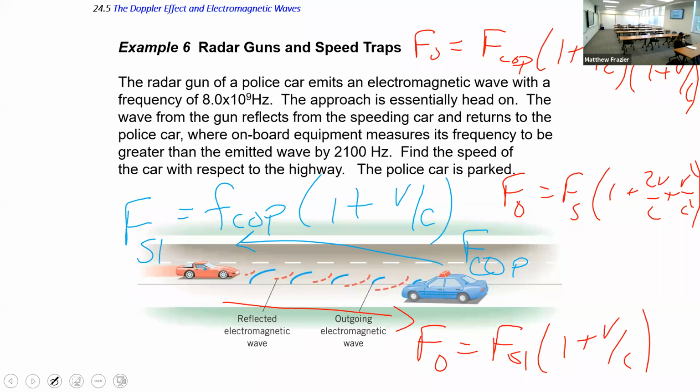So the fraction V over C is small. And if V over C is small, then V squared over C squared is tiny. All right, V over C is going to be less than 1. And then V squared over C squared is going to be much less than 1. So we ignore it. So we can write F observed is approximately F_S times 1 plus 2V over C. What all that means is if it reflects, you get a factor of 2.